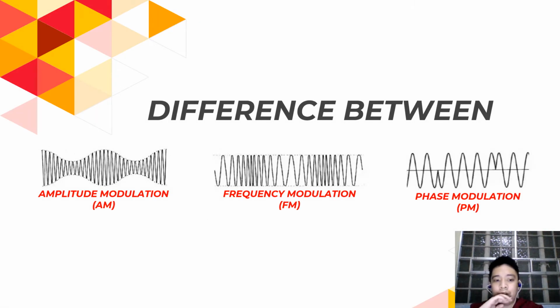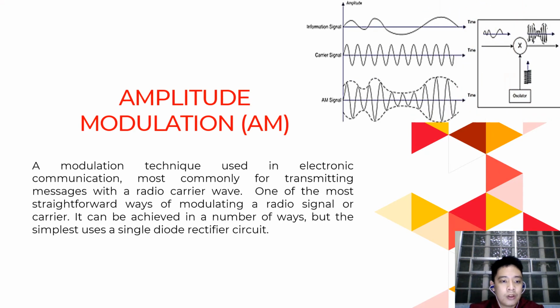So next, what is the difference between amplitude modulation or AM, frequency modulation or FM, and phase modulation or PM? Amplitude modulation, or AM, is a modulation technique used in electronic communication, mostly for transmitting messages with a radio wave carrier. It is one of the most straightforward ways of modulating a radio signal or carrier. It can be achieved in a number of ways, but the simplest uses a single diode rectifier circuit.